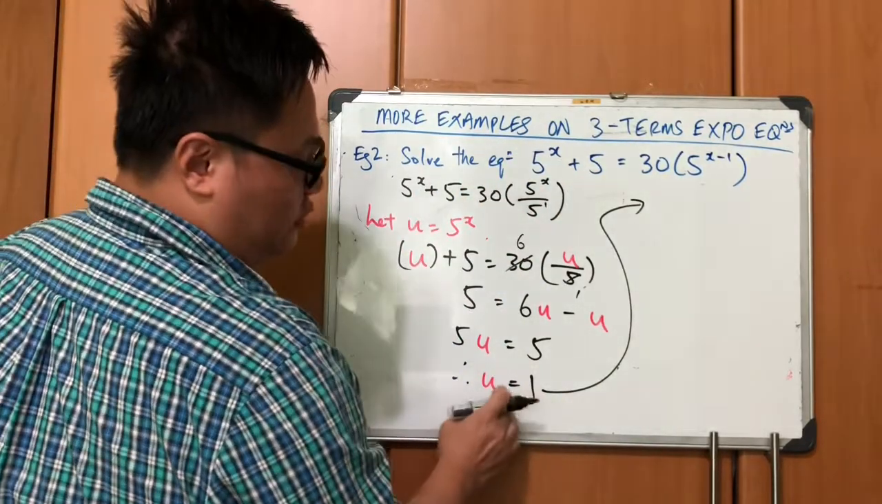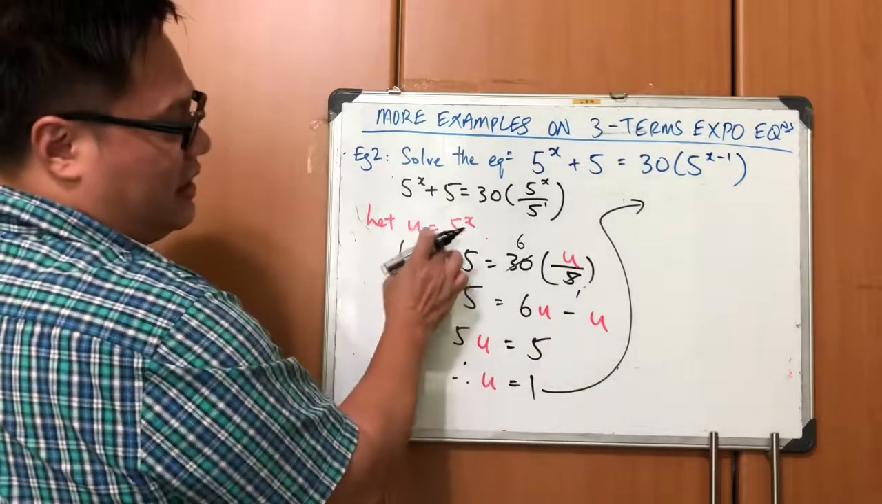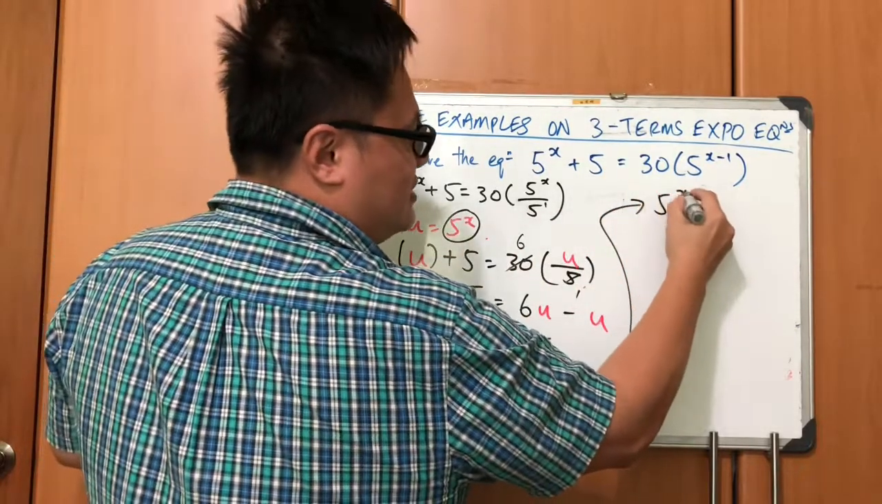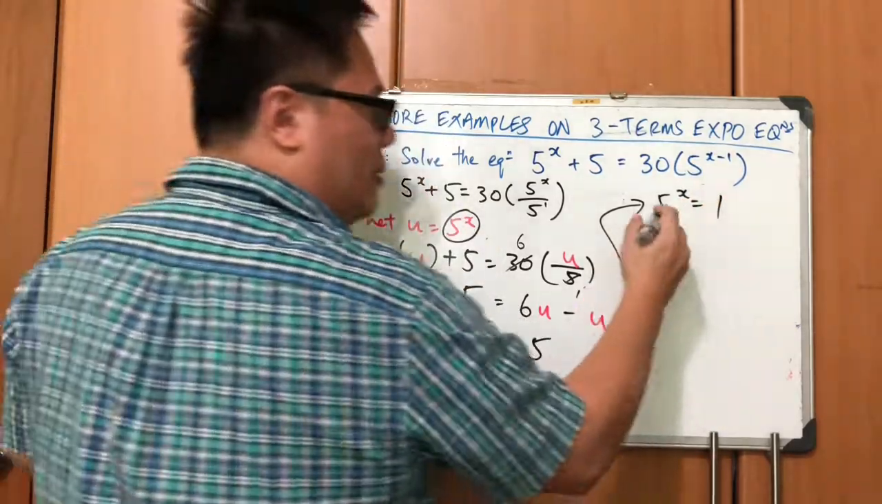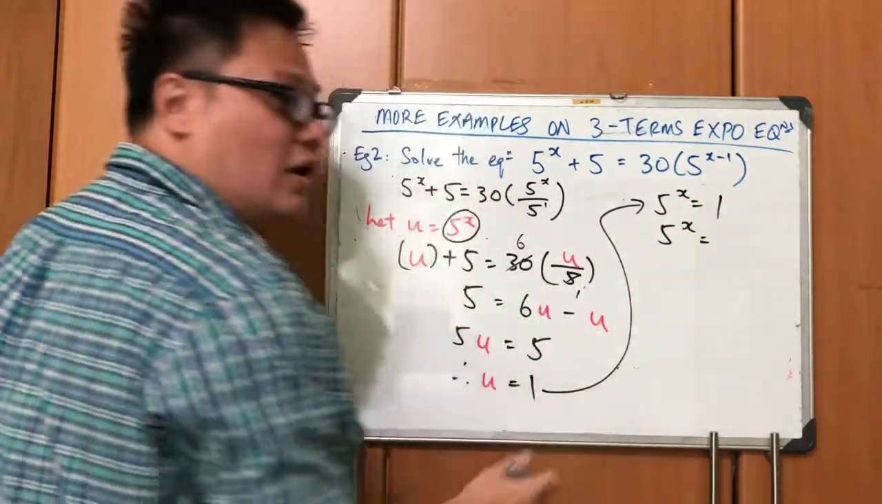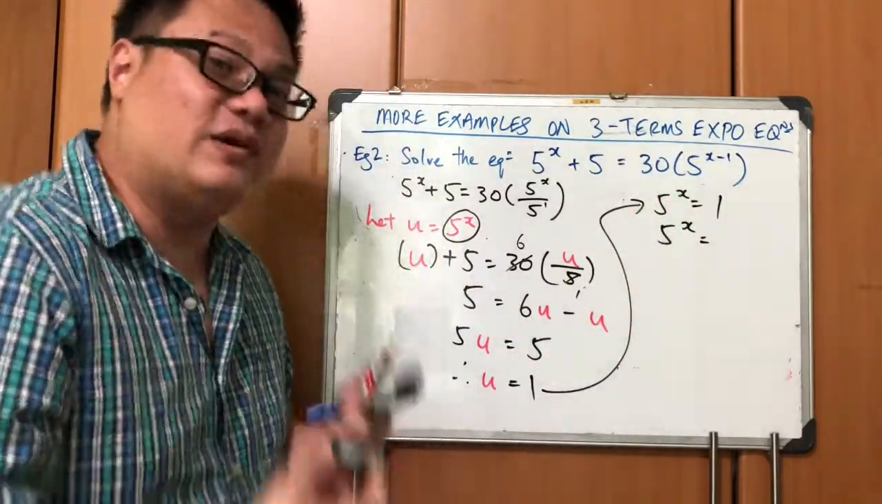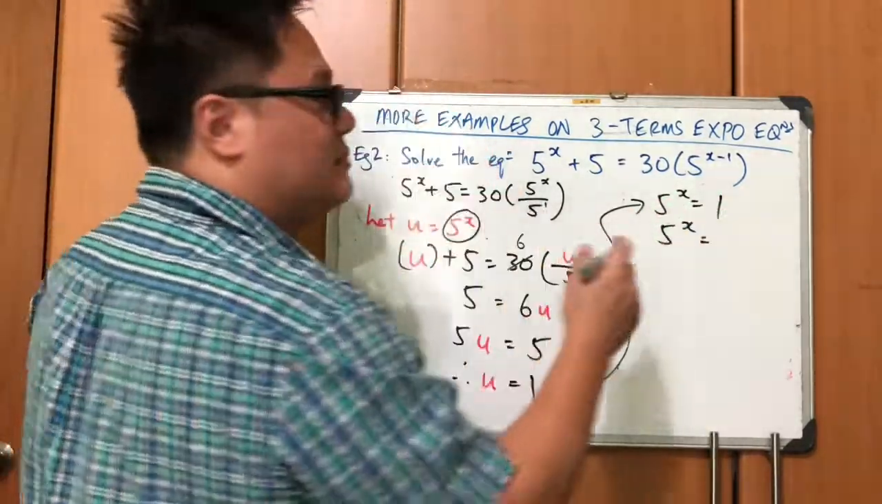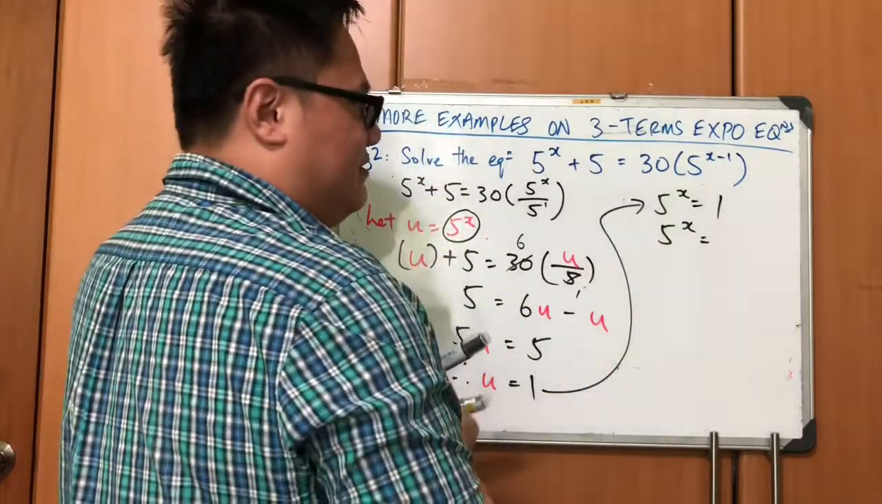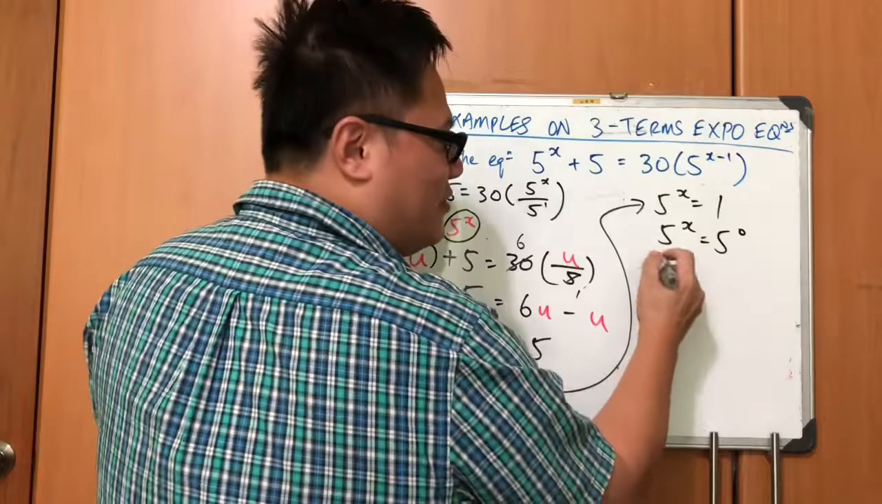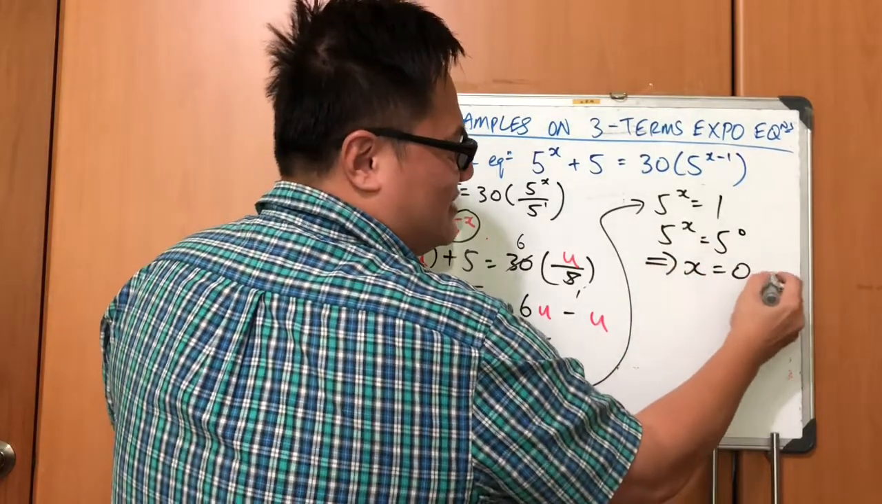So u equals 5 to the power 1. What is u again? u is actually 5 to the power of x, right? So 5 to the power x equals 1. Remember what do we do? For a two-term exponential equation, make the base the same and equate the power. The number 1 is the same as 5 to the power of 0, right? So now you make the base the same, you equate the power. So x equals 0.